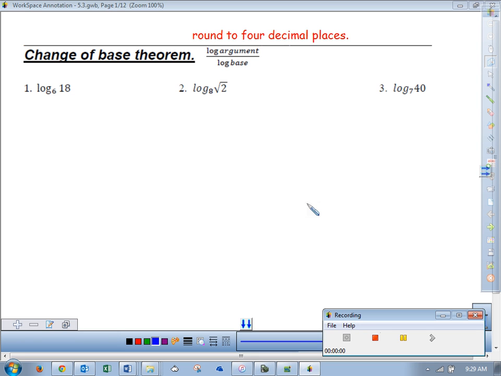In 5.3, we'll solve exponential equations, solve logarithmic equations, and do a little change of base theorem. Change of base theorem is real simple. It's just the log of the argument divided by the log of the base. And it doesn't really make sense until we start to solve logarithmic equations.